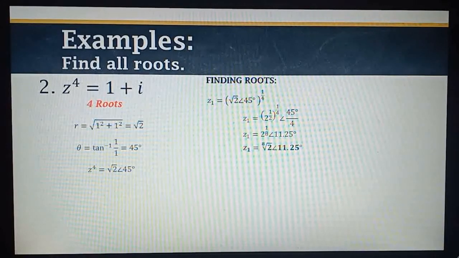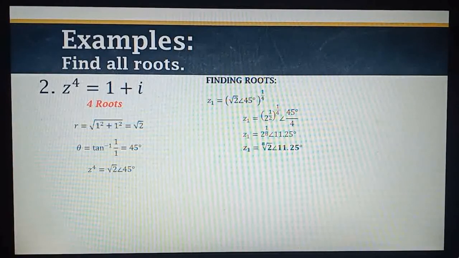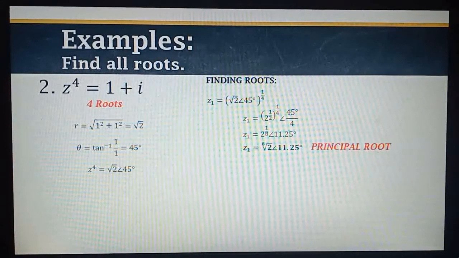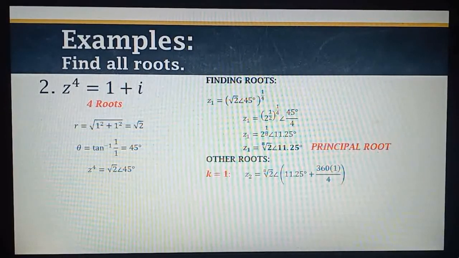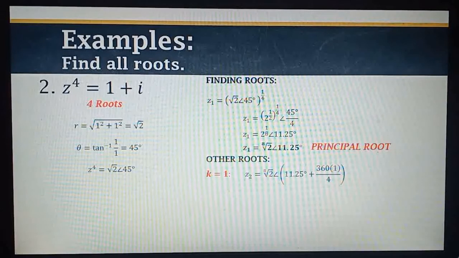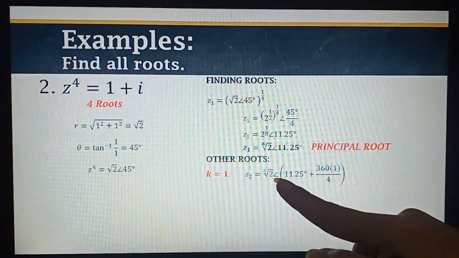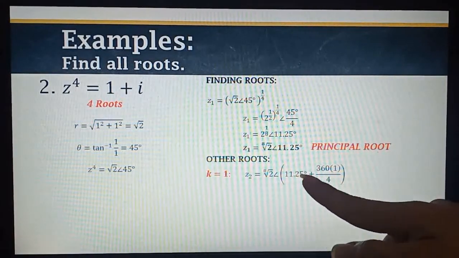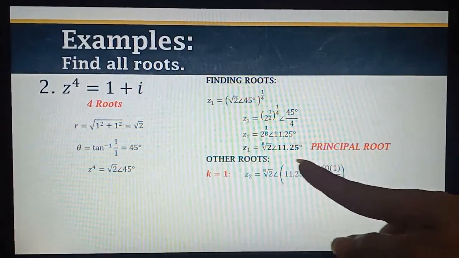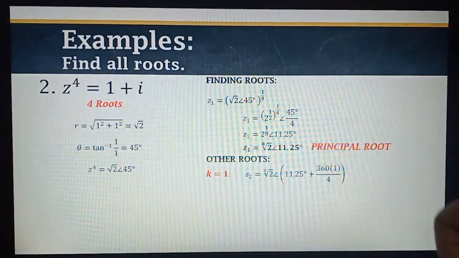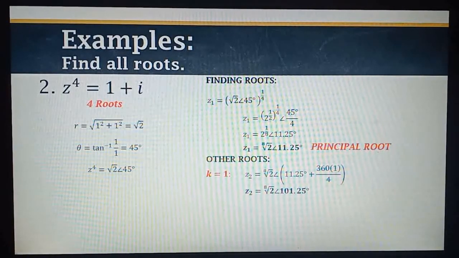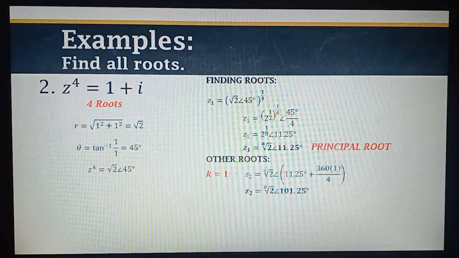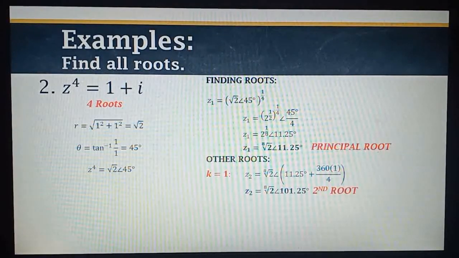So, our z1 is the 8th root of 2 at angle 11.25, which can be considered as our principal root. Then for the other roots, let's say k is equal to 1. z2 is equal to the 8th root of 2 at angle 11.25 plus 360 degrees times k, which is 1, all over n, which is 4. The equivalent of your z2 is the 8th root of 2 at angle 101.25 degrees, and that is our second root.